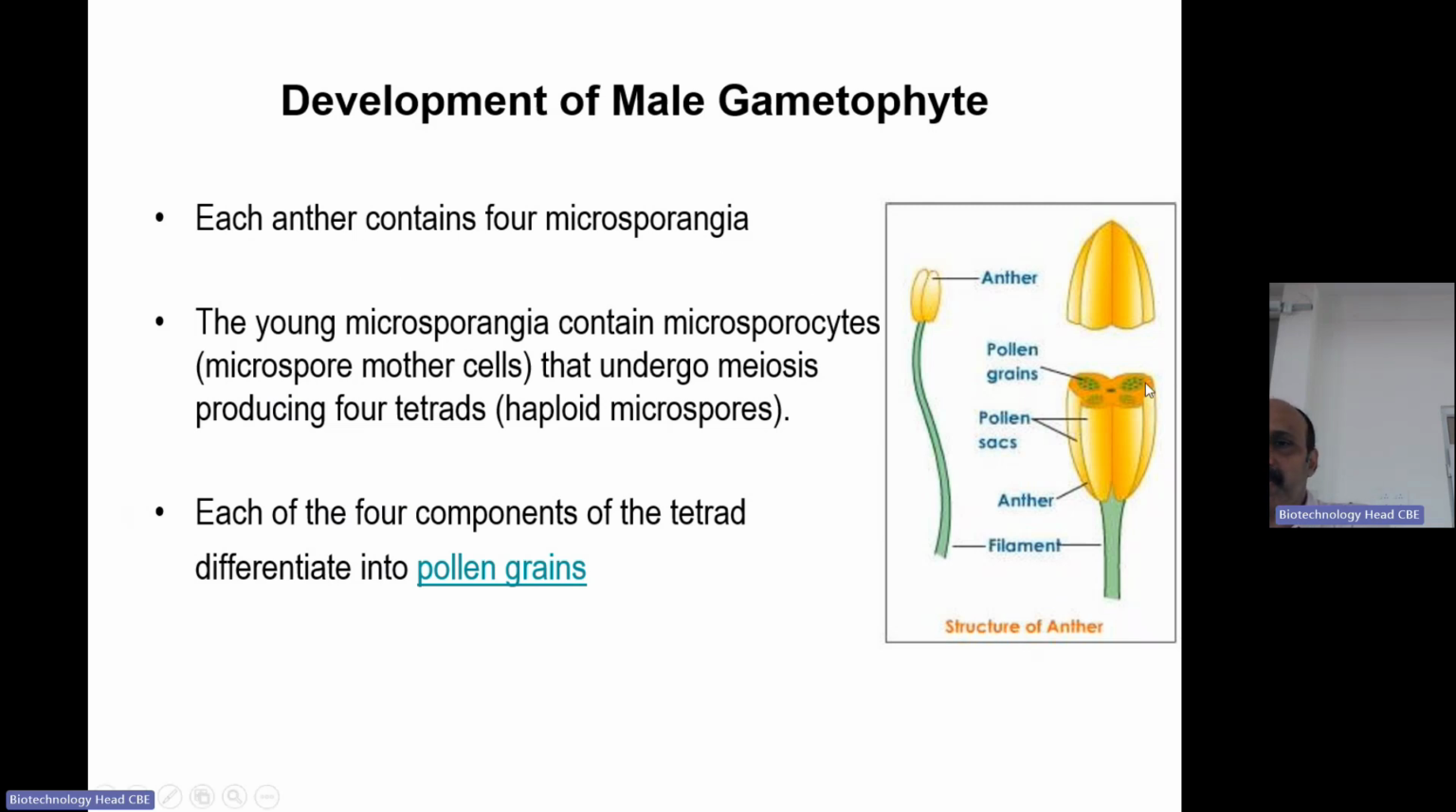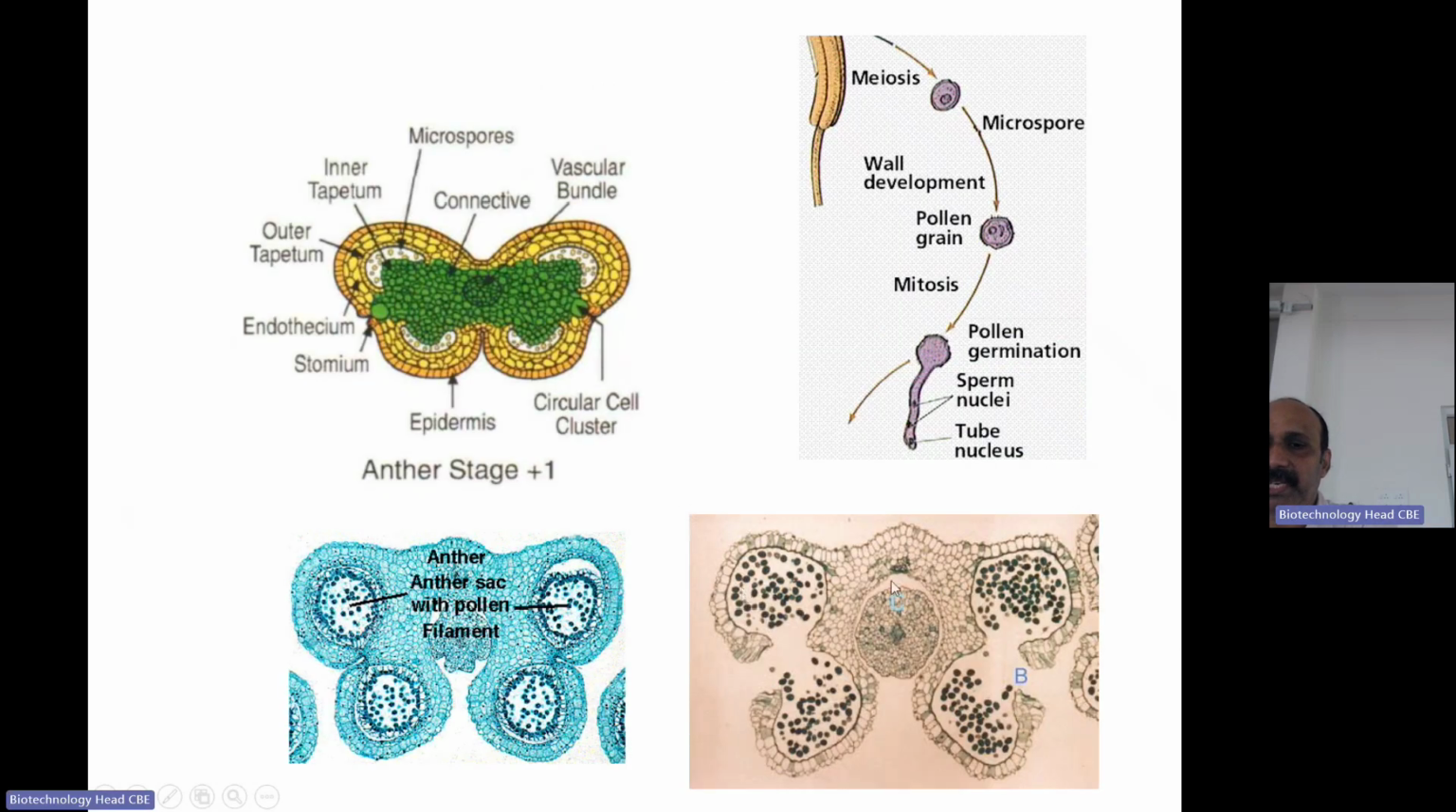Each anther has microsporangia, and the microsporangia contain microsporocytes, or the pollen mother cells. The pollen mother cells undergo meiosis, producing 4 tetrad haploid microspores, and each of these 4 components of the tetrad develops into a pollen grain. So we need to select before the pollen grains are formed. If we look at this anther, you have the tapetal layers and the microspores in between, along with the vascular bundle and the connective tissue. We need to select before these pollen mother cells become pollen grains.